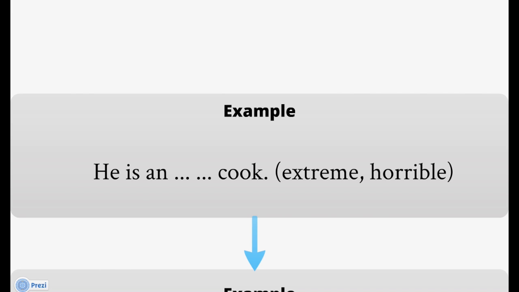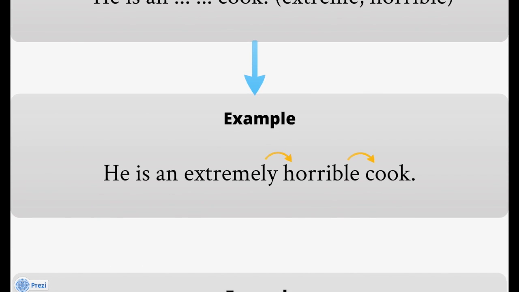Now, extreme says something about how horrible he is as a cook. So extreme says something about horrible. How horrible? Extremely horrible. So extremely is an adverb, so we have to add ly. He is an extremely horrible cook. Extremely says something about horrible, and horrible says something about cook. So we have an adjective that says something about a noun and an adverb that says something about an adjective.